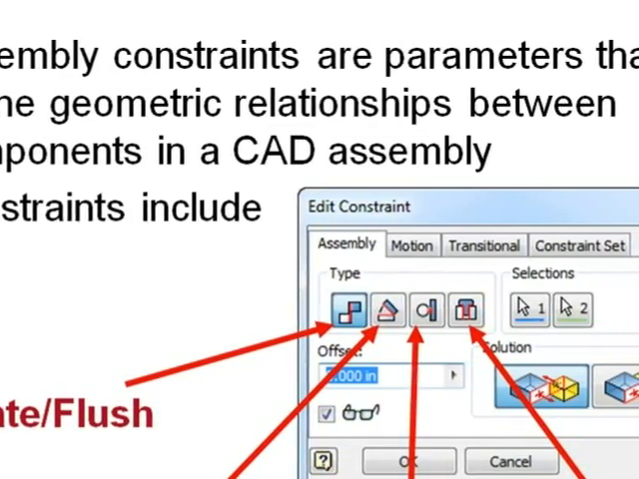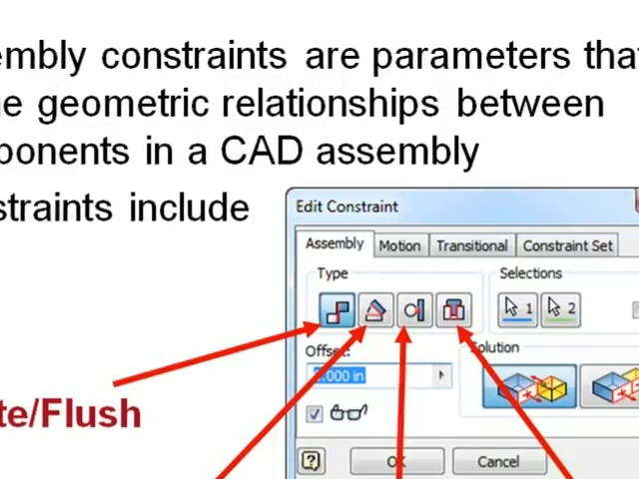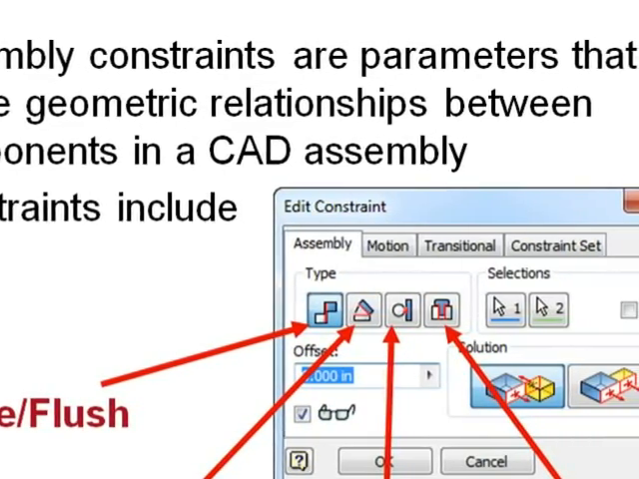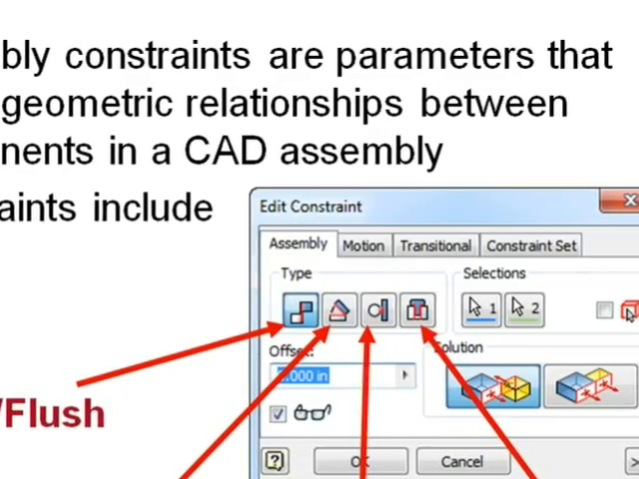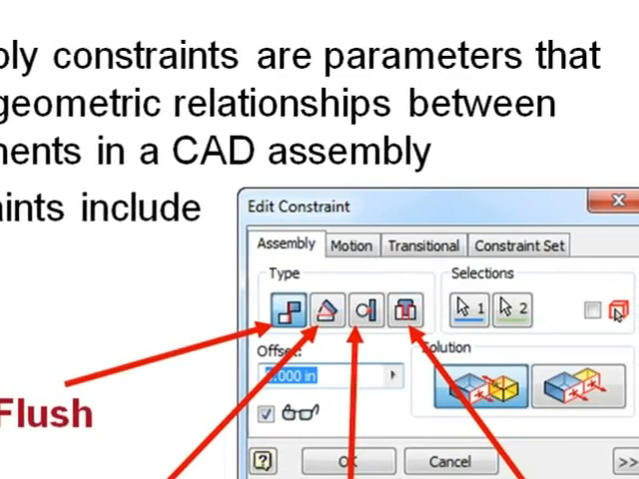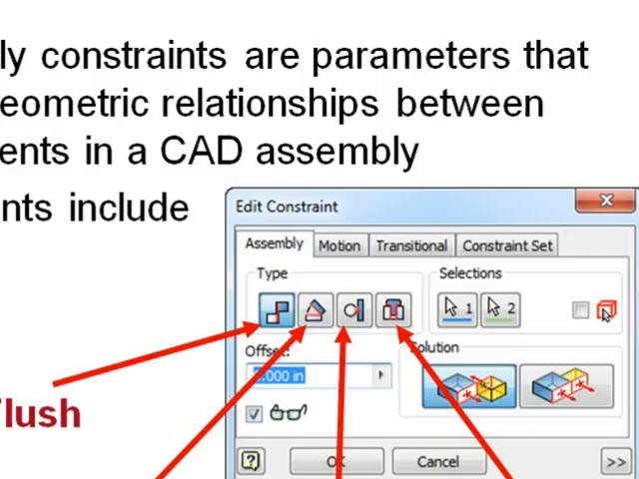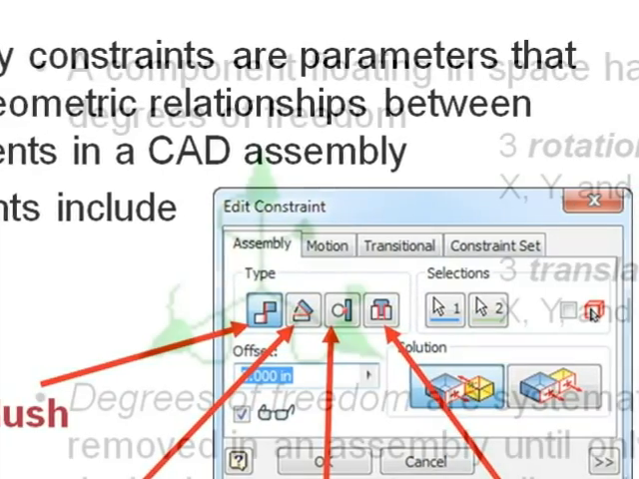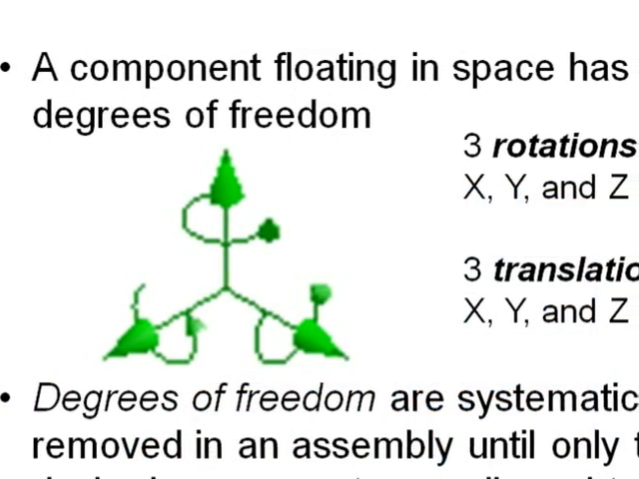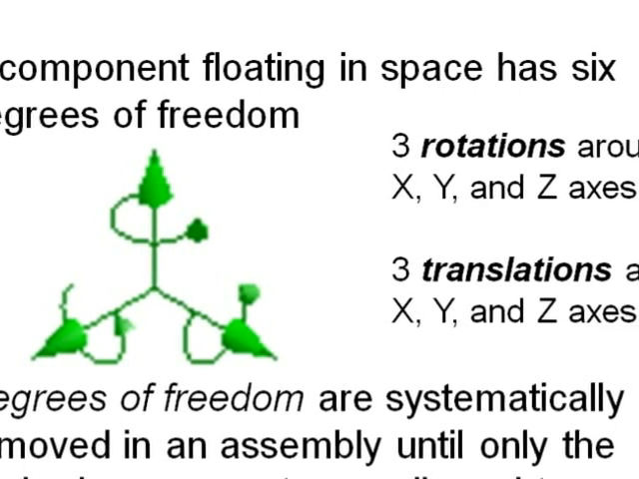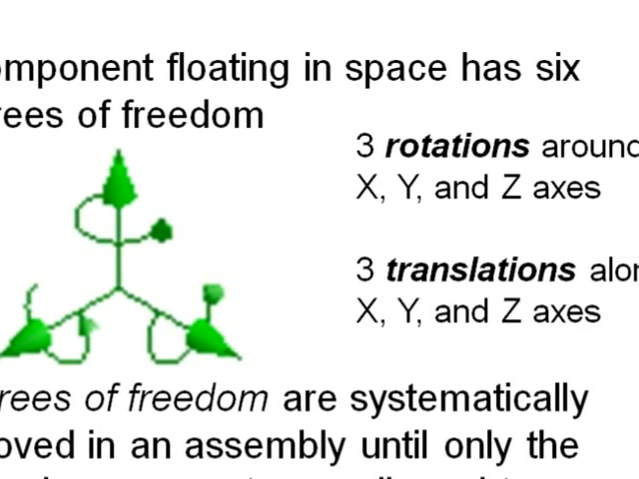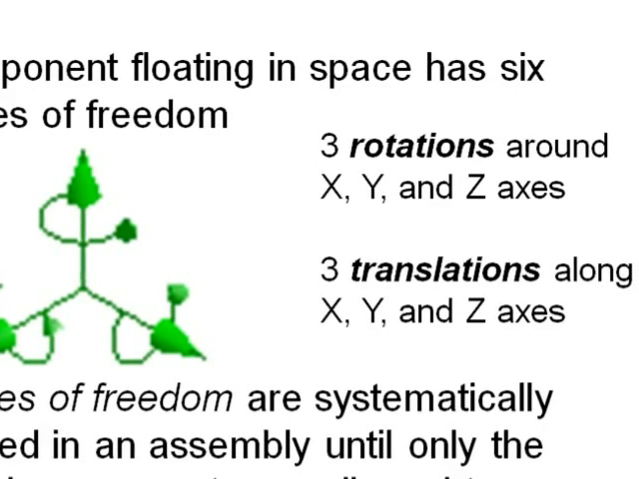The angle constraint constrains 2 faces or edges together at an angle to one another. The tangent constraint constrains a curved surface to a plane or another curved surface. The insert constraint constrains a cylinder flush into a hole. A component floating in space has 6 degrees of freedom: 3 rotations around the XYZ axis and 3 translations along the XYZ axis.